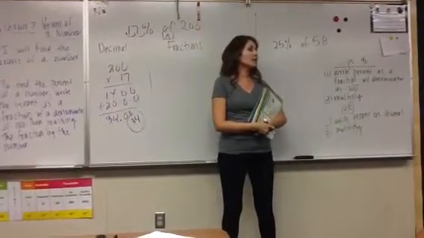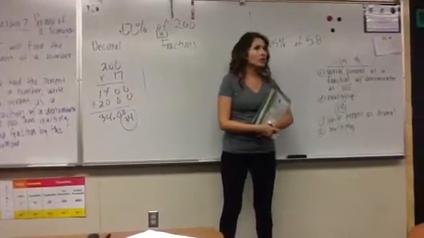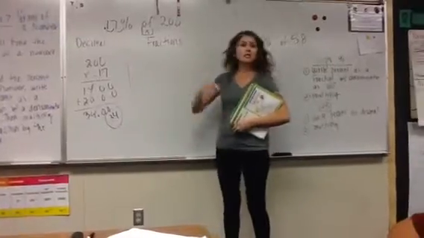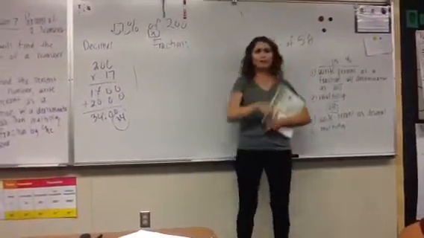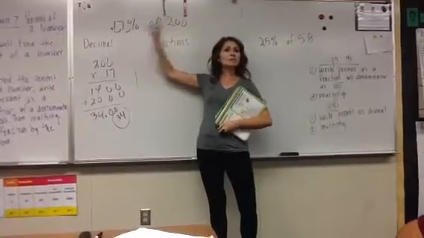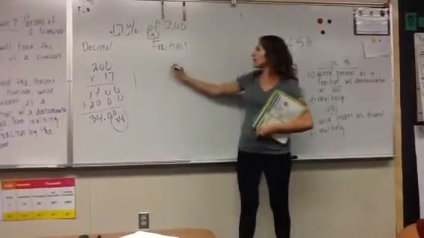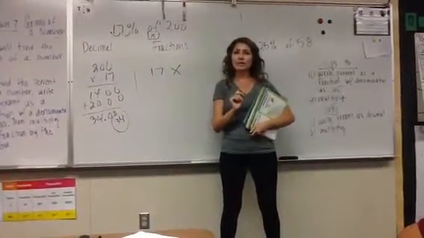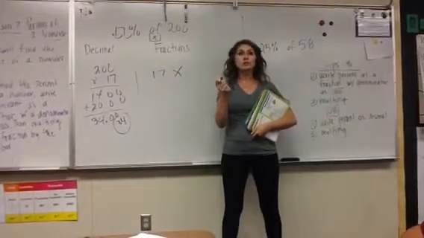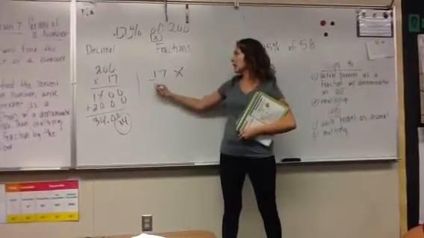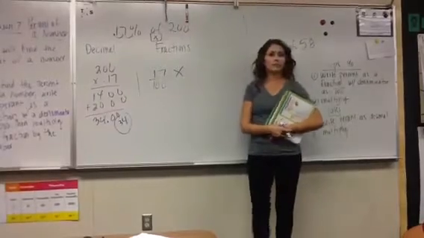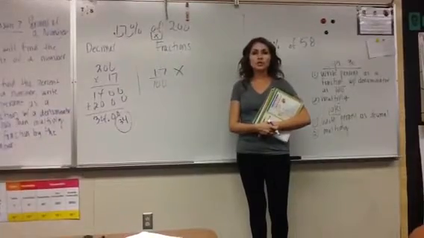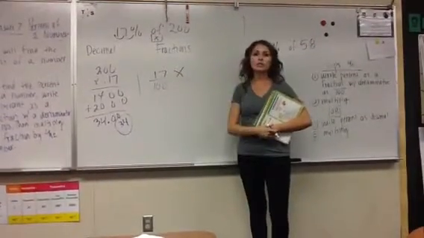Oftentimes, kids like fractions, though, and they prefer to work with fractions. You might say, no way, never. But some of you guys might like. So let's take a look at the original problem again. I have 17% of 200. The word of in math means I'm going to multiply. I put the 17 over here, and I can't have a percent sign, but I would like to work with a fraction. I can put the 17 as a numerator, and it's out of 100, because that's how I'm creating a percent and not changing the value.